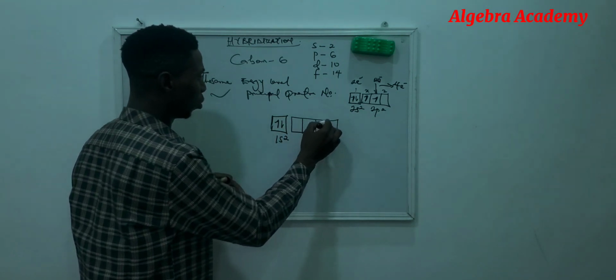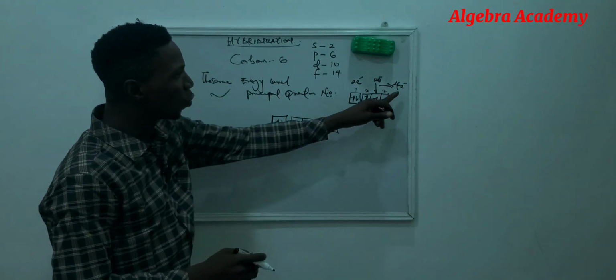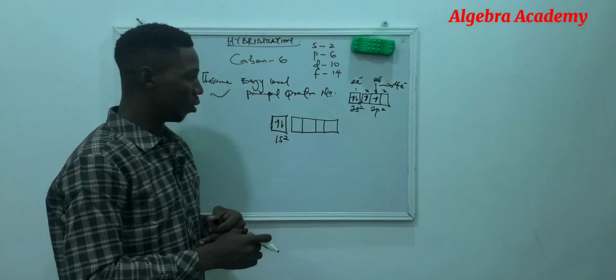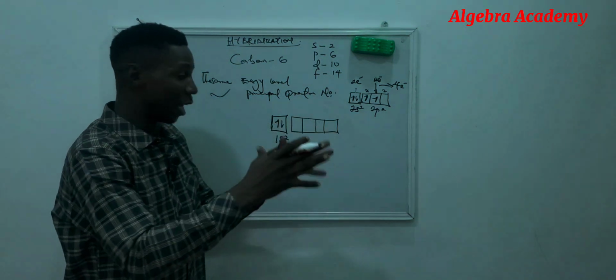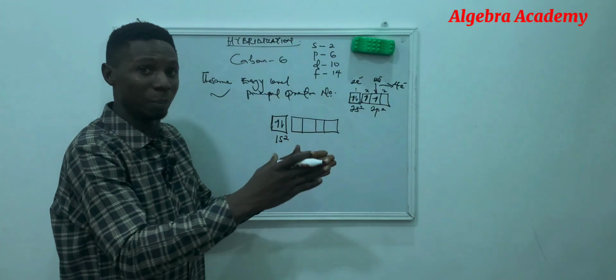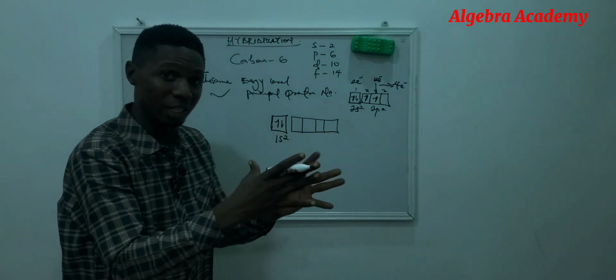1, 2, 3, and 4. We have 4 boxes now. I want to fill it with 4 electrons. Don't forget that they look like they are at the same energy level, like they are together now. They are no longer separate. That's the way it looks because we are hybridizing, we are mixing, and we are blending them together.